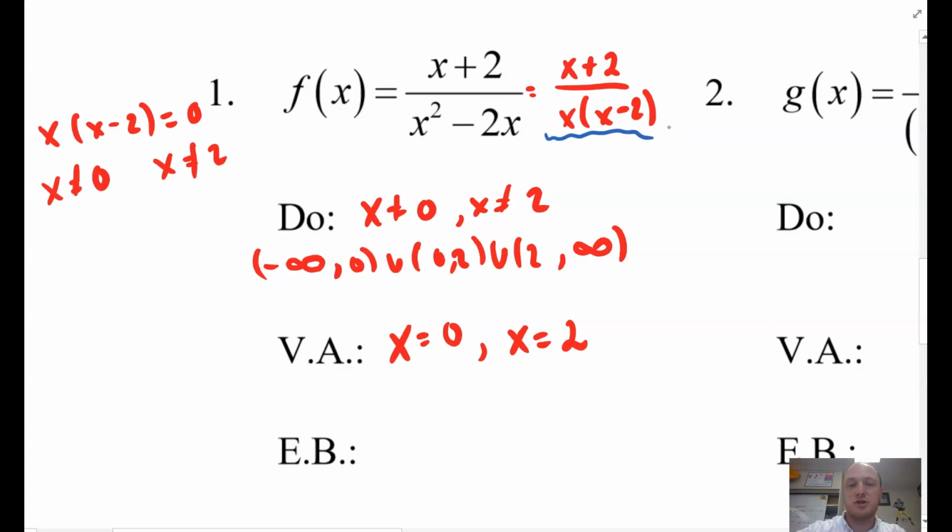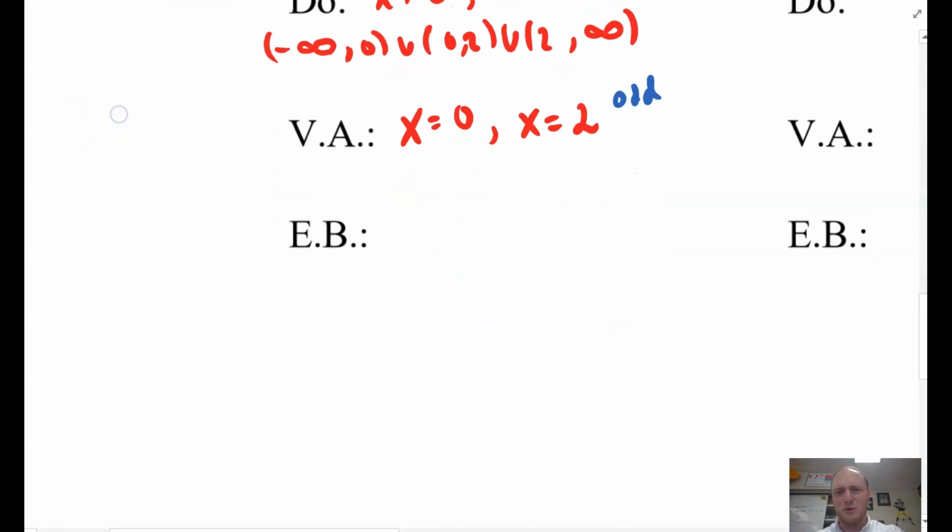And it's worth noting too that both of these asymptotes are odd end behavior, so my function is going to go in opposite directions.